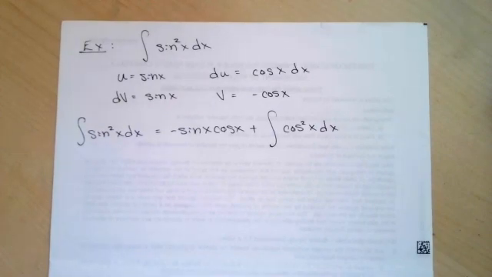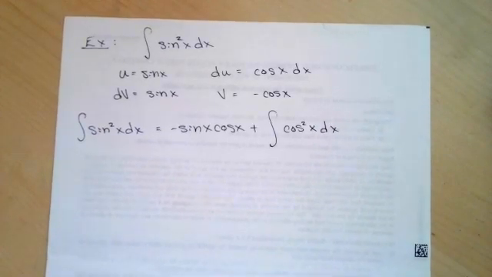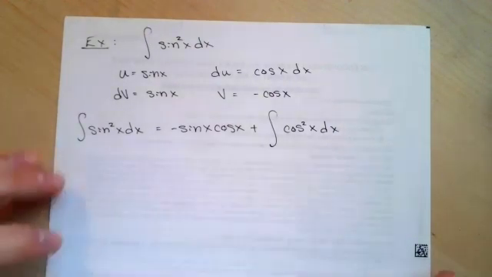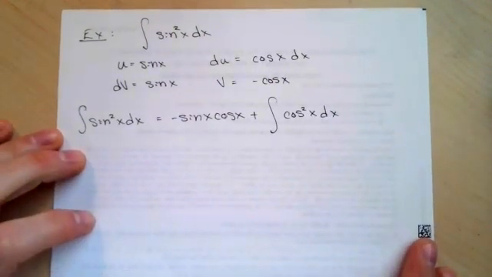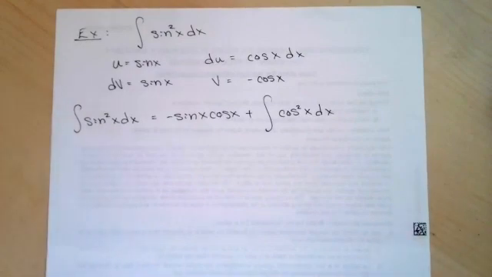Okay, well now we're in another situation. How do we integrate cosine squared? It's the same half angle formula, just with a plus instead of a minus. Use the half angle formula. Yes. So if you know the half angle formula, you're going to use it right at the beginning.